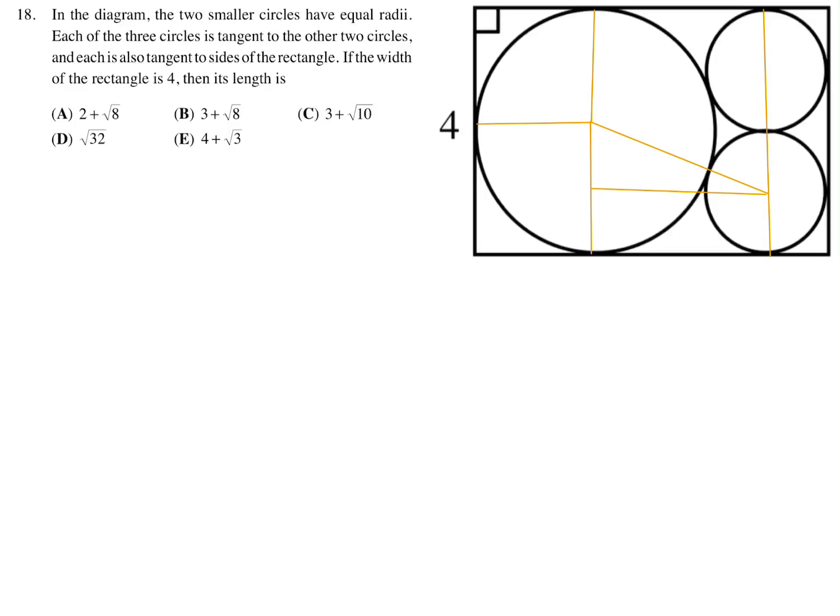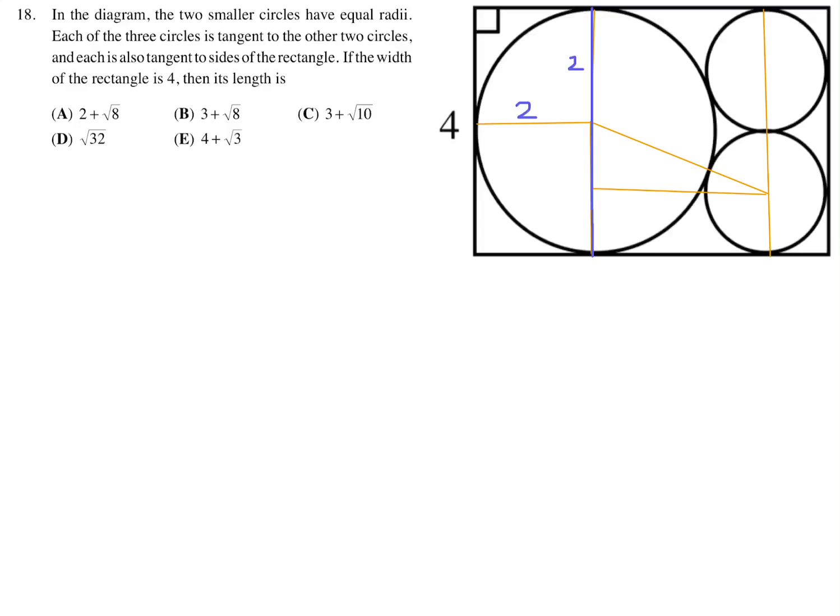So the radius of the big circle is obviously going to be 2, right? Because top to bottom is 4. So the radius has to be 2. And similarly, the radius of the smaller circles, there's 2 of them, so each diameter is 2, and therefore each radius is 1.